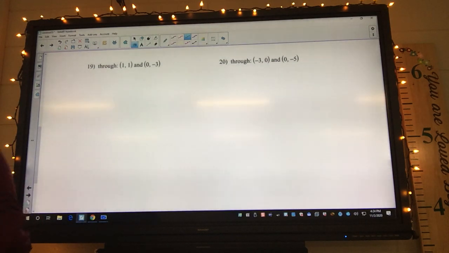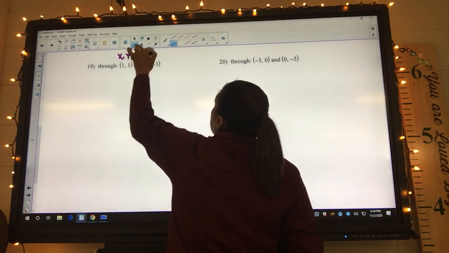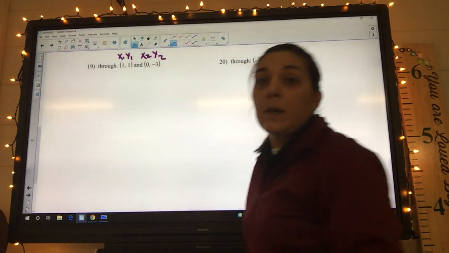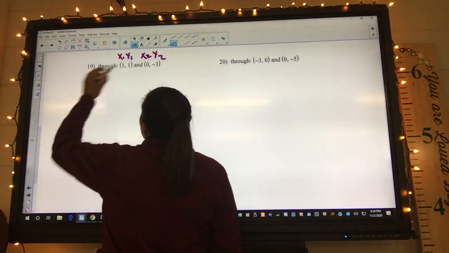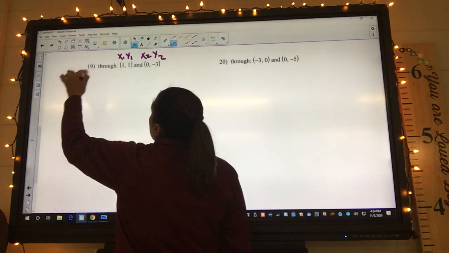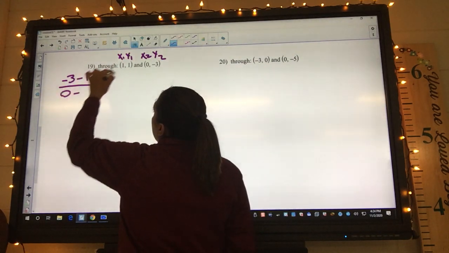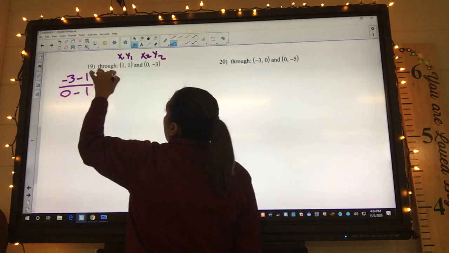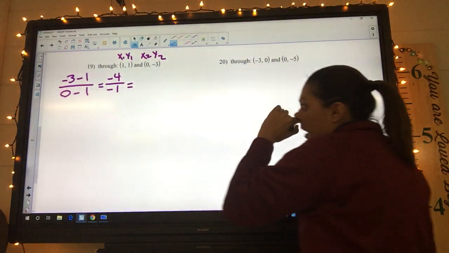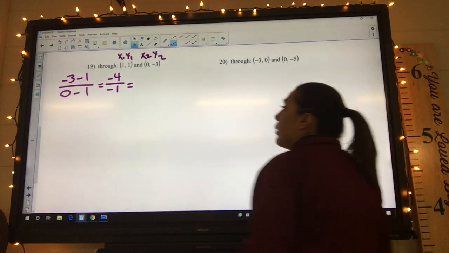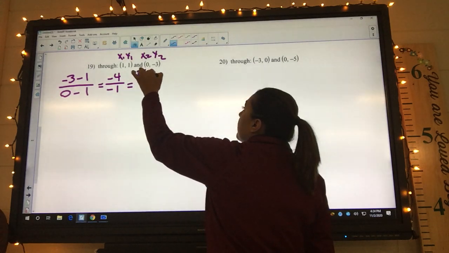Okay, and then I got 19 and 20. Okay, so I got x sub 1, y sub 1, x sub 2, y sub 2. Okay, well, I can use my slope formula first. So y2 is negative 3 minus y1 is 1 over x2 is 0 minus x1 is 1. So I'm at negative 4 over negative 1. Okay, well, negative negative is positive. Negative 4 divided by 1 is still 4. So 4 is my slope.